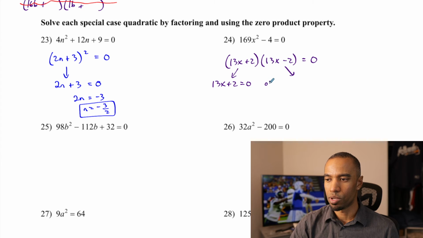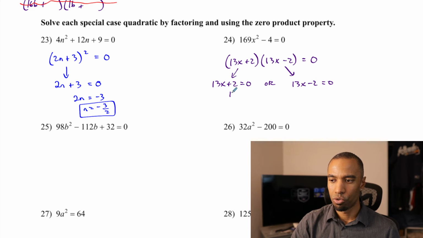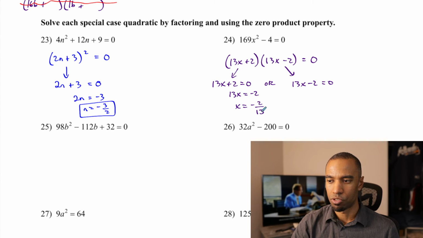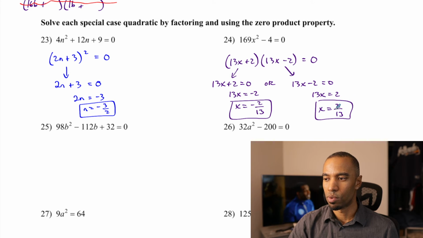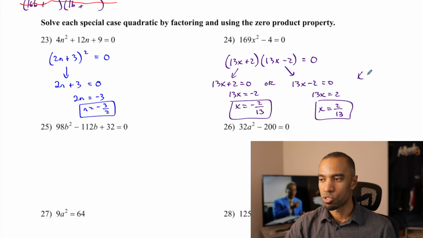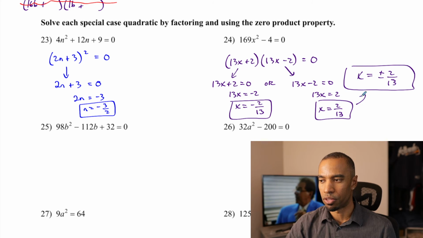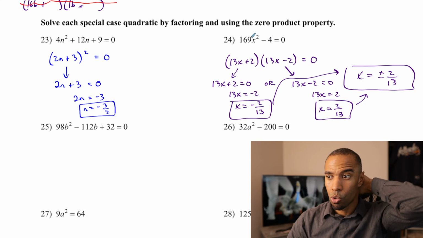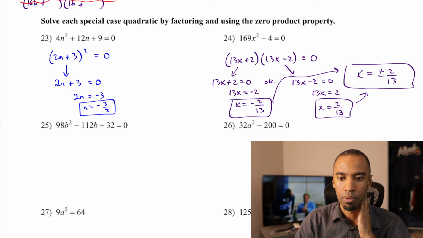Either 13x plus 2 equals 0 or 13x minus 2 equals 0. Subtract 2 from both sides and divide both sides by 13. You get x equals negative 2/13. And then if you add 2 to both sides and divide both sides by 13, you get x equals positive 2/13. So once again, you'll see a plus or minus version. Sometimes you'll see x equals plus or minus 2/13, which is just saying that it's one answer or the other. You'll see instances where we start doing that when we solve using square roots, which is technically possible to do in a problem like this. But there it is, one, the other, both.